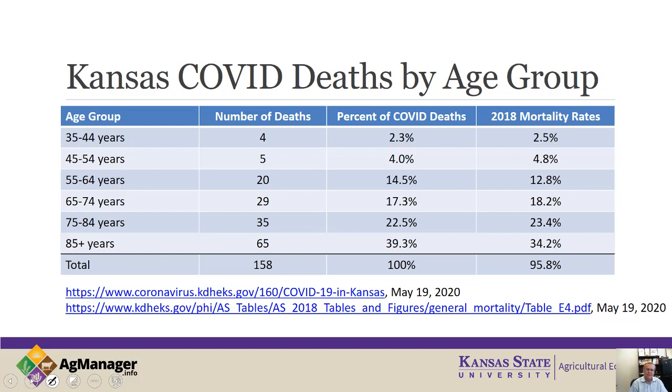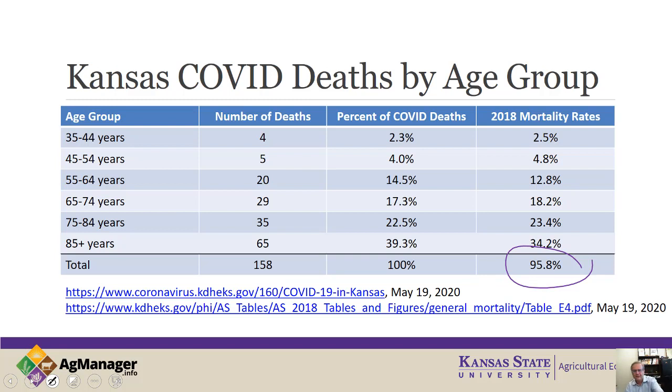I've updated these numbers in the last week. Again, I think it's important to have an understanding of the distribution of the mortality of COVID versus the 2018 mortality rates, which are the most recent numbers that are available. In terms of this, it adds to 95.8% simply because there's a 4.2% chance of death if you're under 35.